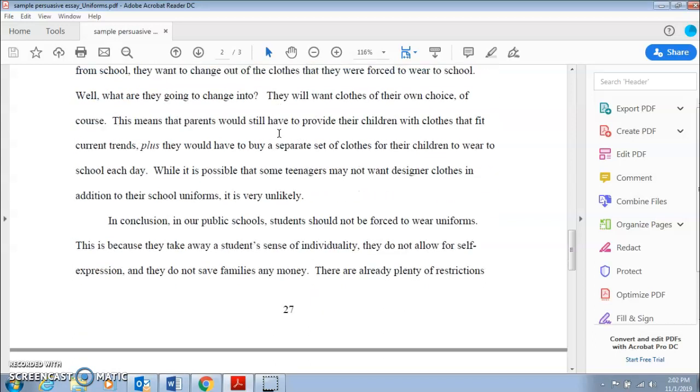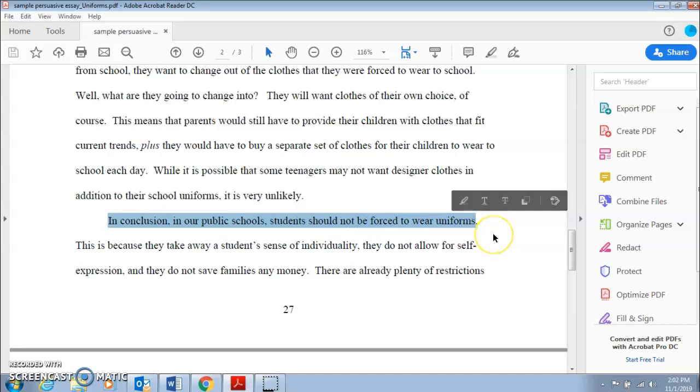So in the conclusion, I want to check for the three main things. One, has the author summarized or restated the thesis statement? Secondly, have they restated their three points? And finally, have they left the reader with something to think about? So here they have started with the transition of "in conclusion," and they say in our public schools, students should not be forced to wear uniforms. So they have restated their thesis statement.